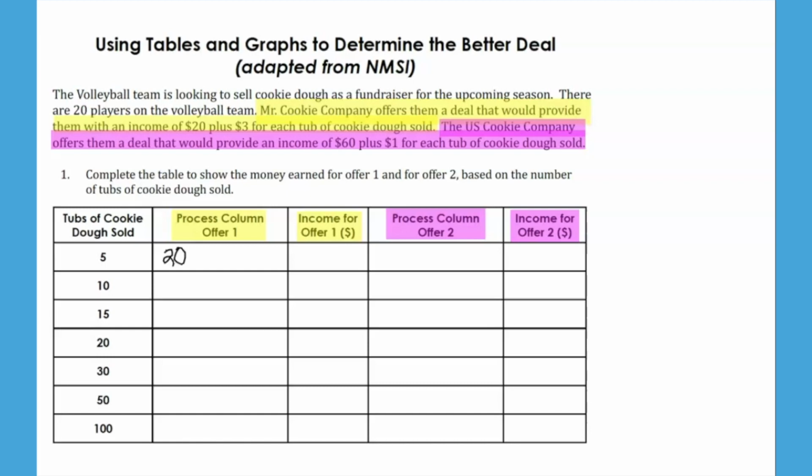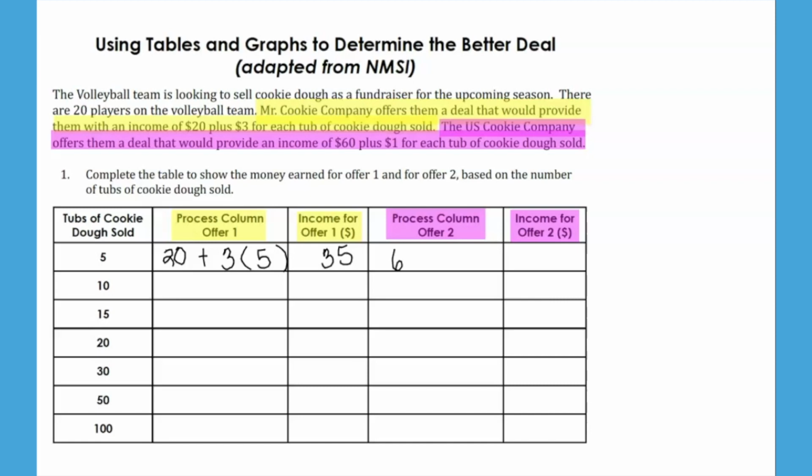So 20 plus 3. And when it says each, we talk about each means that we are multiplying. So we're going to use parentheses, and here number of tubs would go inside this parentheses. And then this would be 35. And then we would repeat the process for process column 2. Some students, it's much easier for them to complete the process column and the income column for offer 1 before they tackle process column for offer 2.